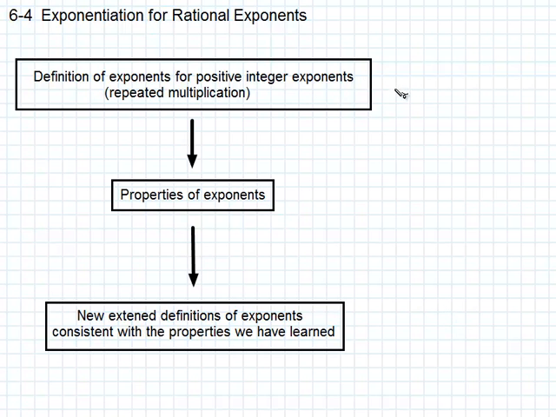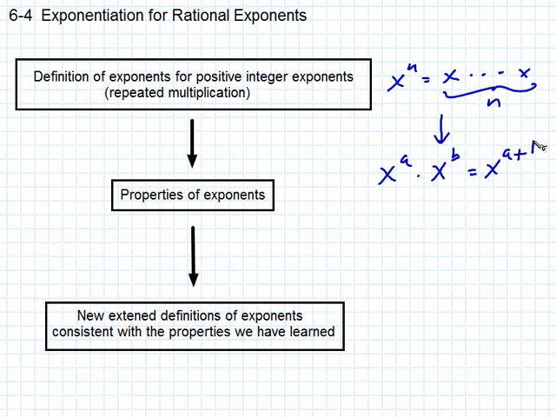So we started with the definition for positive whole number exponents, where x to the n would be n factors of x. From that, we derived several properties, such as x to the a times x to the b is equal to x to the a plus b, and x to the a raised to the b power is equal to x to the a times b, and so forth. There were 5 of these properties we came up with.